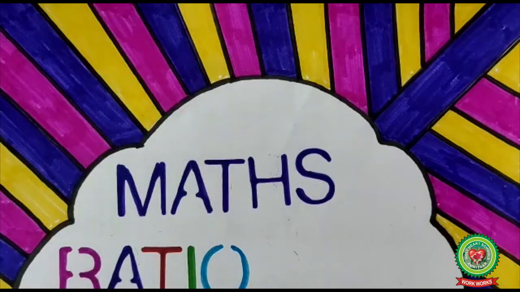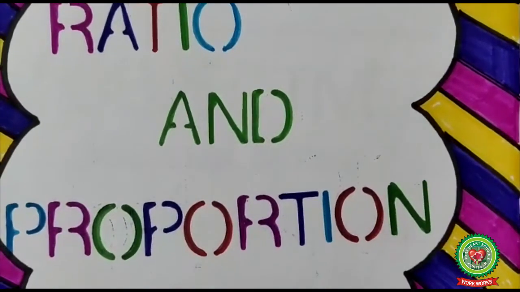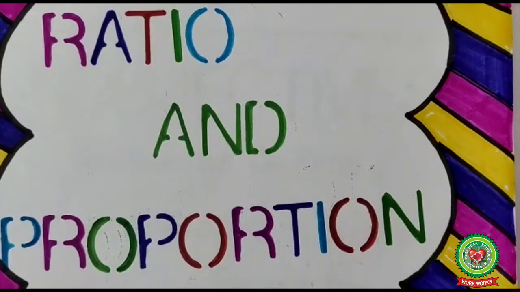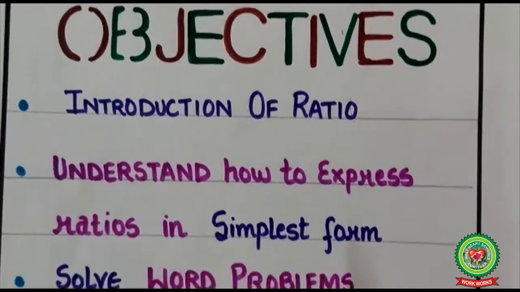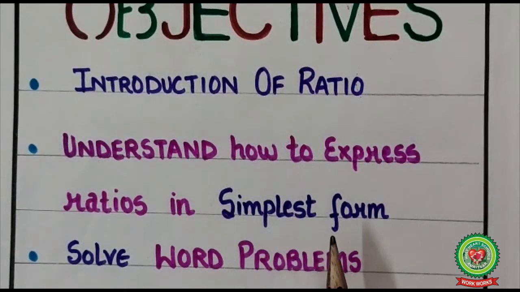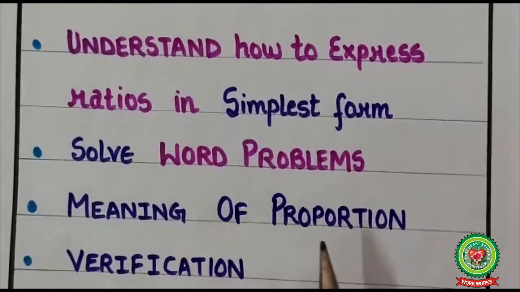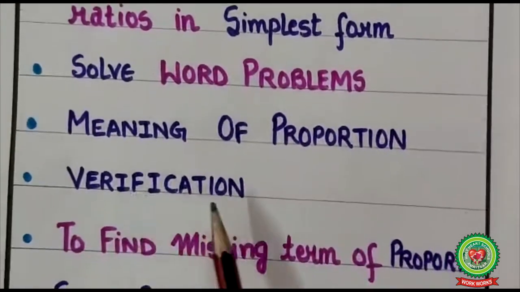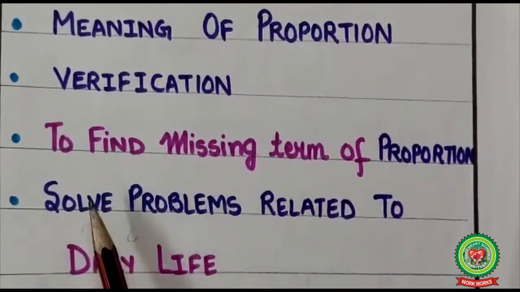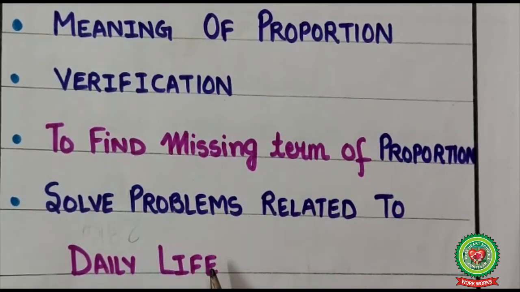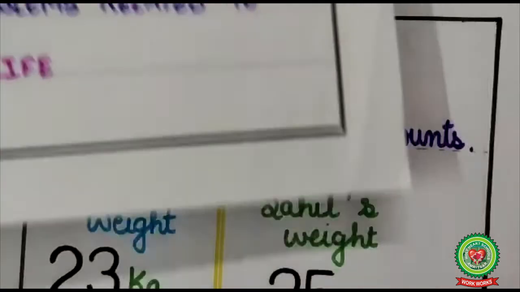Today we are going to start with the new chapter, that is ratio and proportion. Our objectives are: introduction of ratio, understand how to express ratios in simplest form, solve word problems, meaning of proportion, verification, to find the missing term of a proportion, and solve problems related to daily life. Let's start with the meaning of ratios.